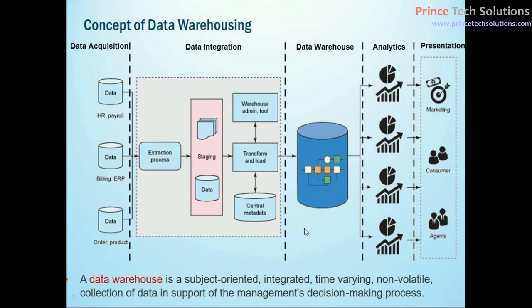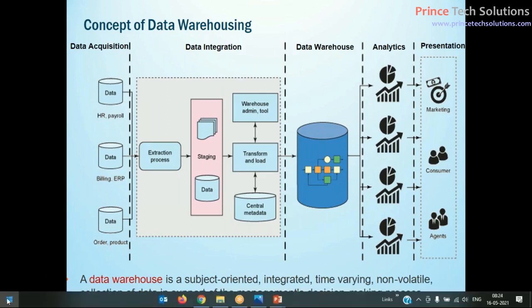When I say pattern, that pattern in a transaction database is called OLTP, online transaction processing, whereas in a data warehouse it is called OLAP, online analytical processing. Now, what is the difference between online transaction processing and online analytical processing? There are a lot of differences. Let me just list them out and show you.